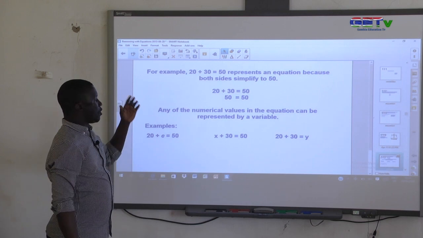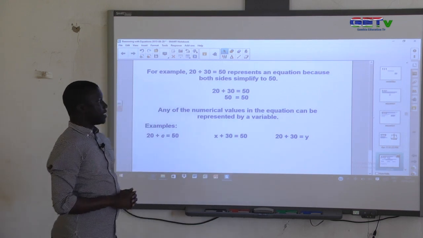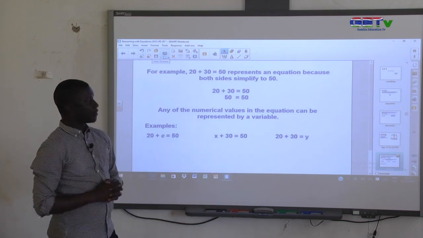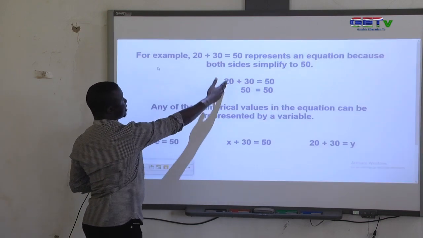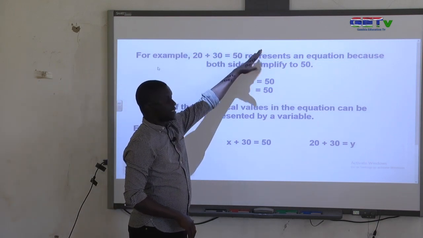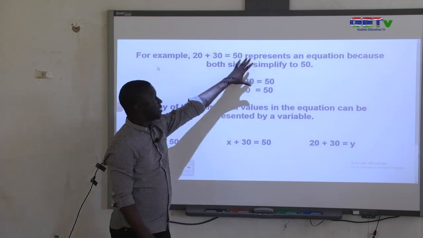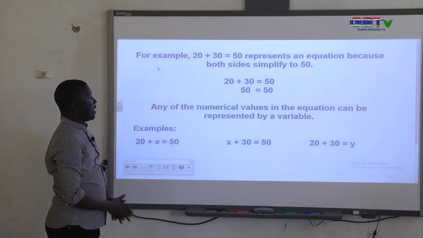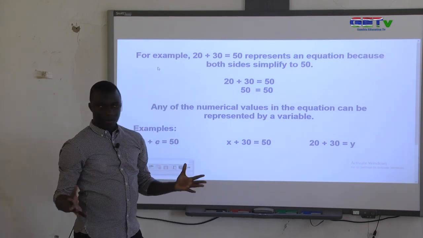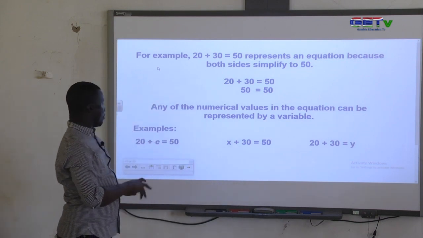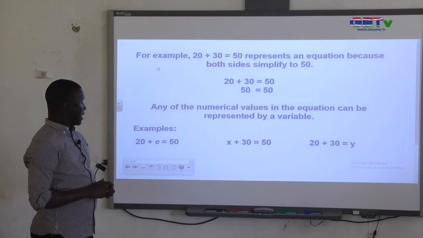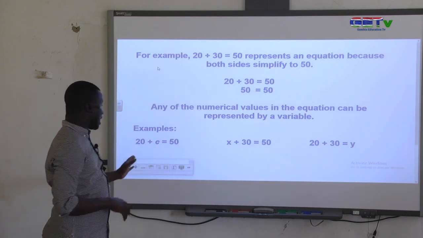For example, 20 plus 30 equals 50 represents an equation because both sides simplify to 50. 20 plus 30 is equal to 50, and so we have a balanced equation here. Any of the numerical values in the equation can be represented by a variable. As we said in our previous lessons, variables can be numbers, letters, and symbols as well.